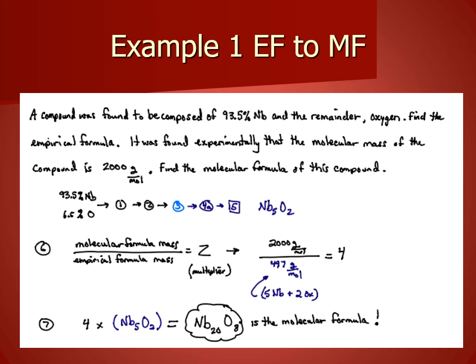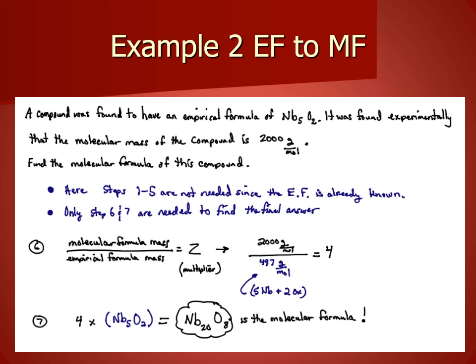There is one more example. So let's check this out. Oh, I'm sorry, this is not a new example. This is a different way to phrase the question. A compound was found to have the empirical formula of NB502, of course, from the previous slide. It was found experimentally to have a molecular mass of 2,000 grams for every mole. Find the molecular formula of this compound.